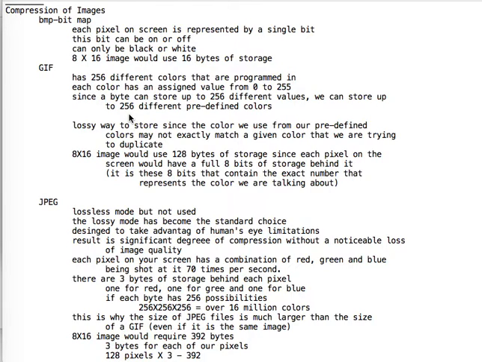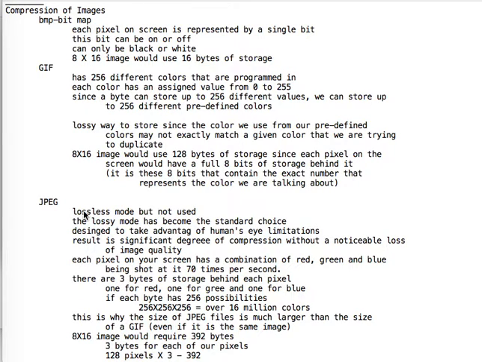Now, why is this lossy? Because let's suppose that I'm trying to represent a shade of red and I don't have that shade of red in my 256 predefined colors. Then I have to substitute something that I have close to that. Well, that's what we mean by lossy. It's not perfect. It's not the same as the original. So a GIF basically is a lossy way to store color, store images.